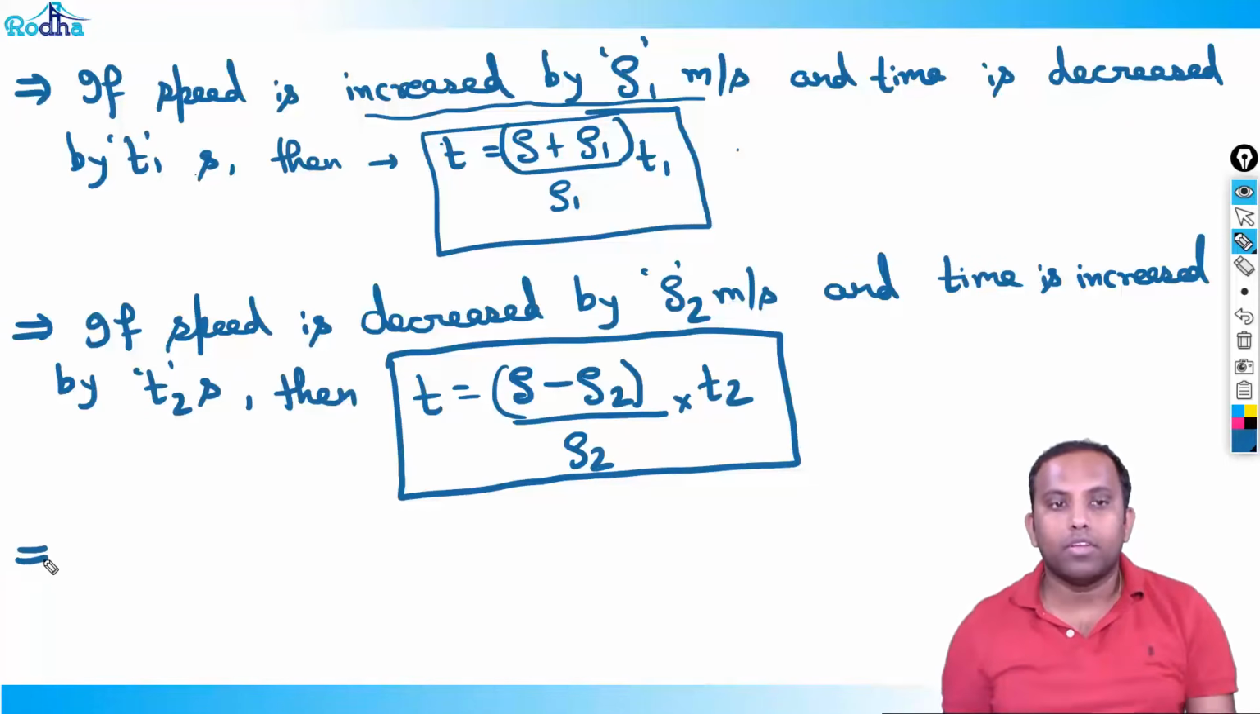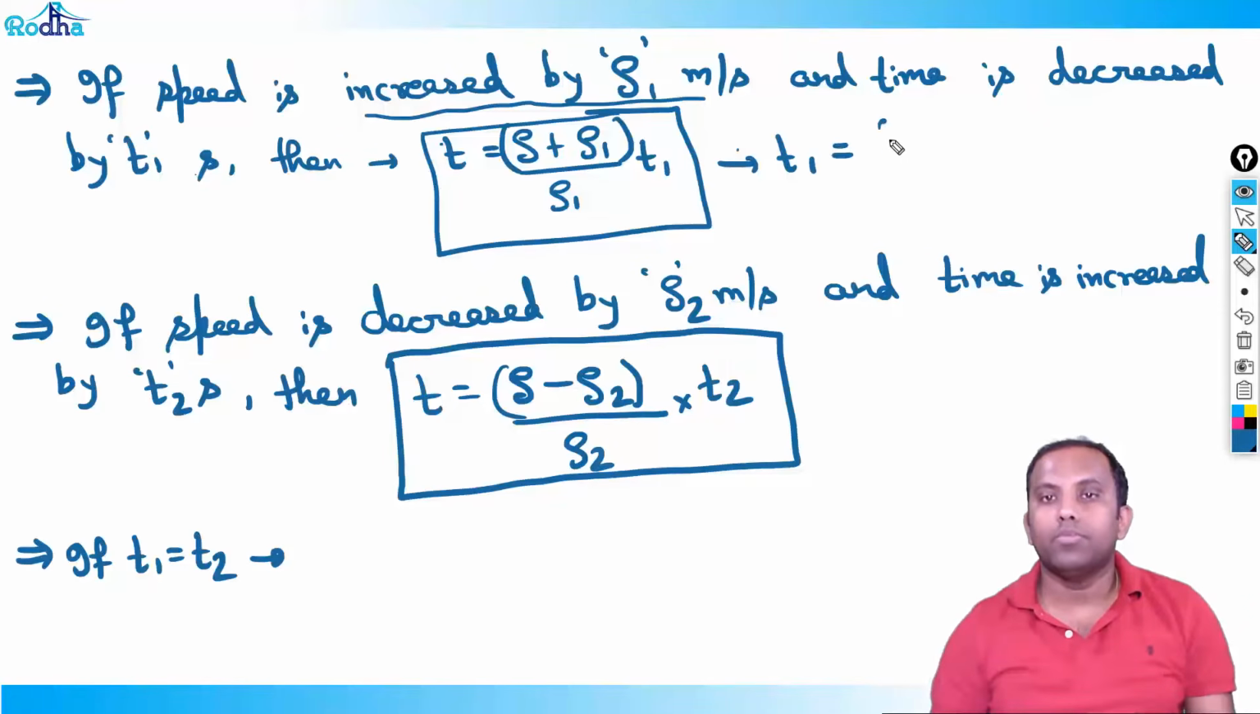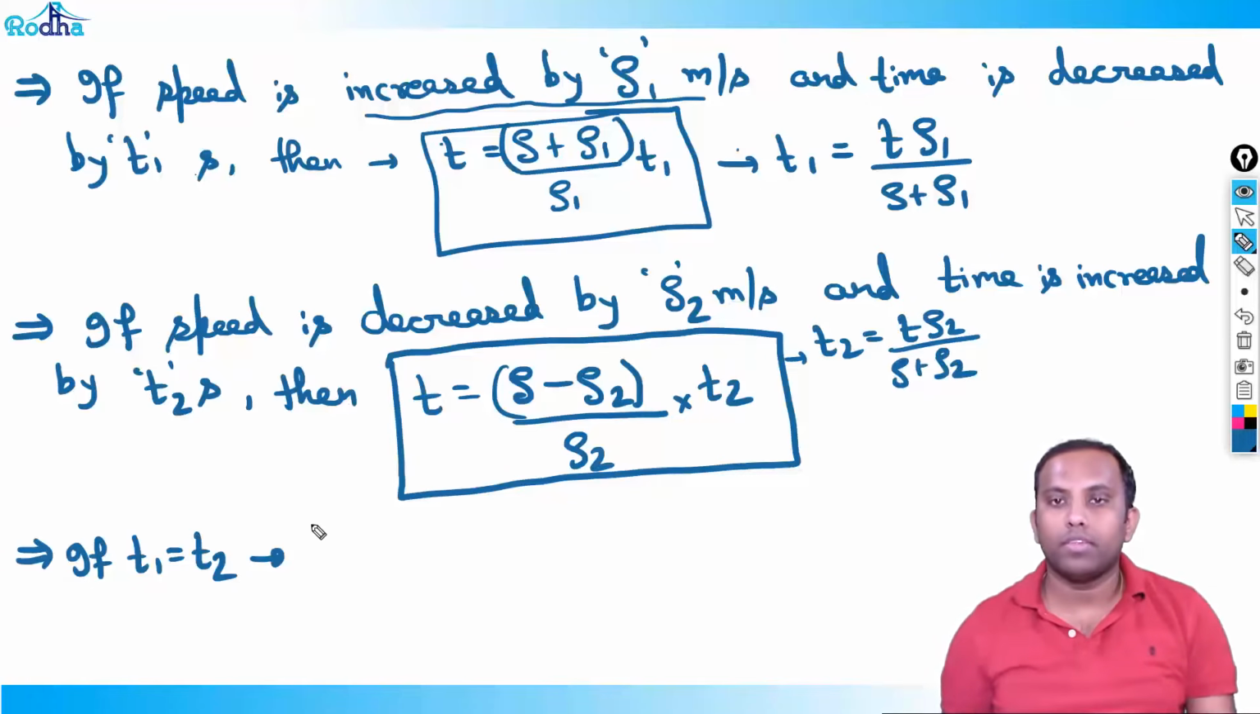So my third case is now if t1 is equal to t2. What will happen now? I can write t1 as t1 is equal to t into s1 upon s plus s1, and t2 as t2 is equal to t into s2 upon s plus s2. If I equate this, t into s1 upon s plus s1 is equal to t into s2 upon s plus s2. What will I get? t will get cancelled.